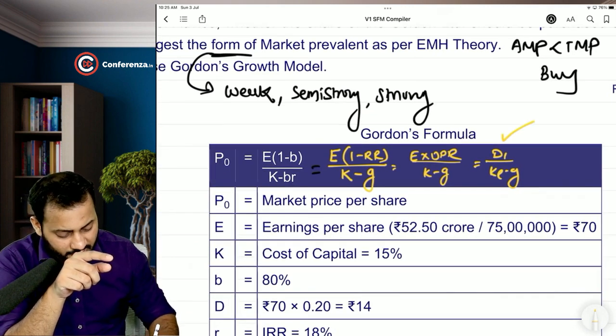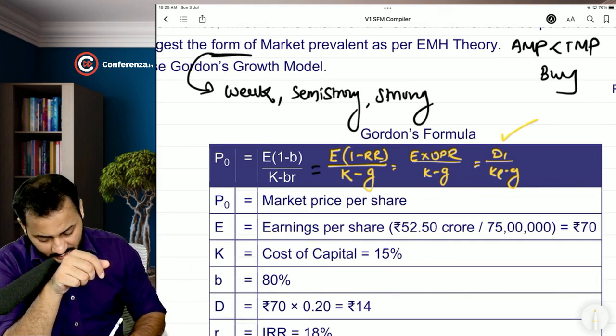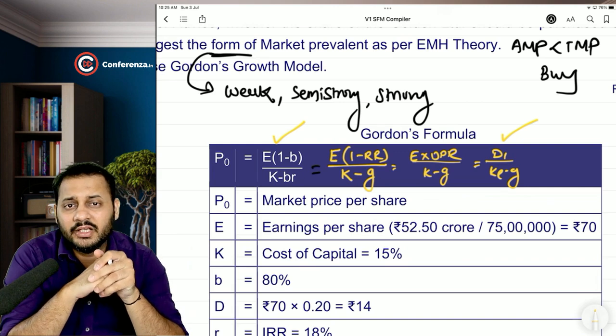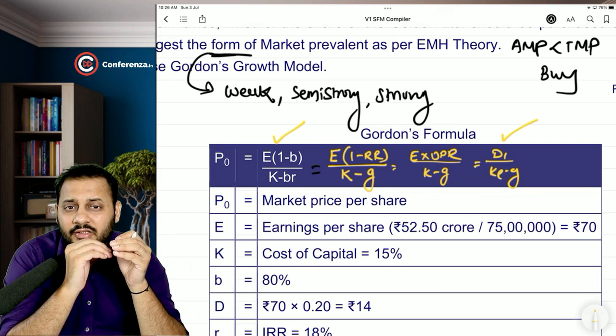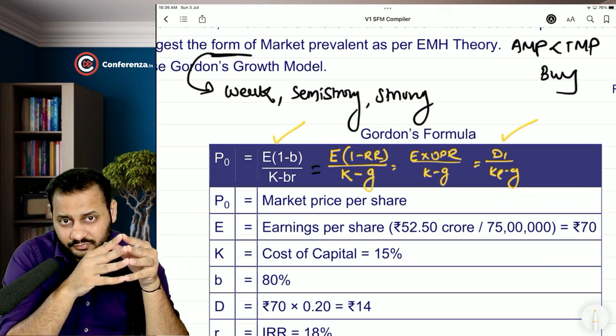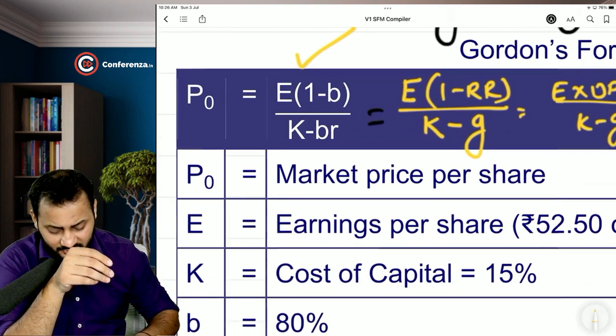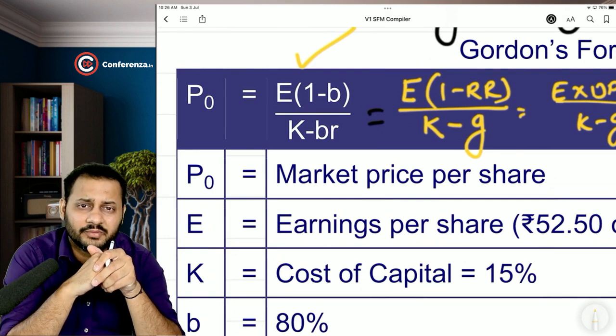Sir, you taught us this formula, but they are writing it differently. How will we be able to solve the question in the exam? That is where you need to be analytical. You should be able to understand the formula. It's not just about mugging up things.